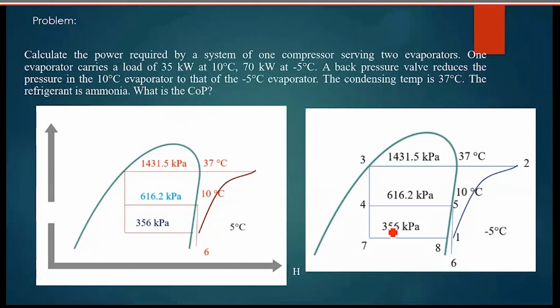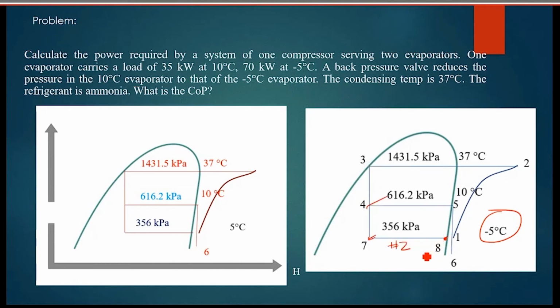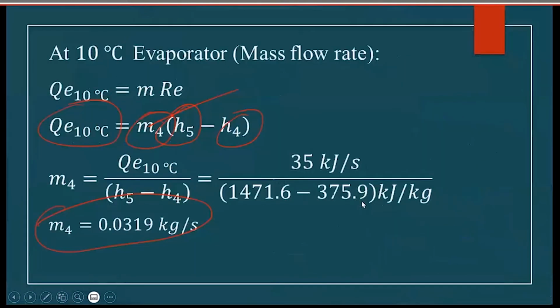So the refrigerating effect at evaporator number 2, where negative 5 degrees centigrade is the saturation temperature, we can get the enthalpy of gas at 8. So H8 and H7 we have, because H7 is the same as H4 and is also the same as H3. So easily we can get H8 and H7, multiplied by the mass 7, which we already computed a while ago. So we can have that refrigerating effect.